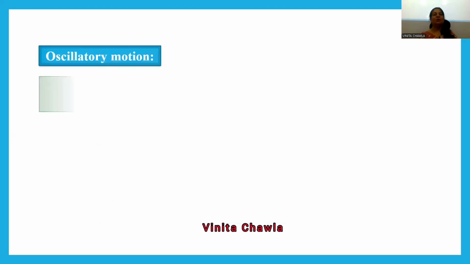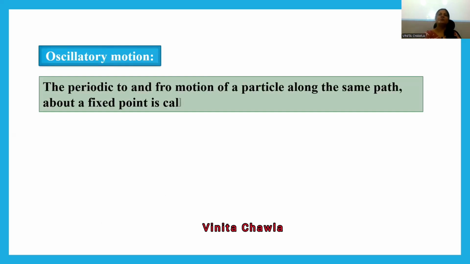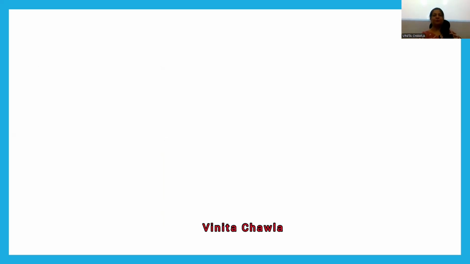And an oscillatory motion is a periodic motion, to and fro motion of a particle along the same path about a fixed point. You can see this bob and a string, right? It is fixed at one position. यहाँ से fixed है वो, and it is oscillating like this. So it is oscillating about this fixed point, है ना? And it is moving along the same path to and fro. ठीक है? So it's called oscillatory motion.